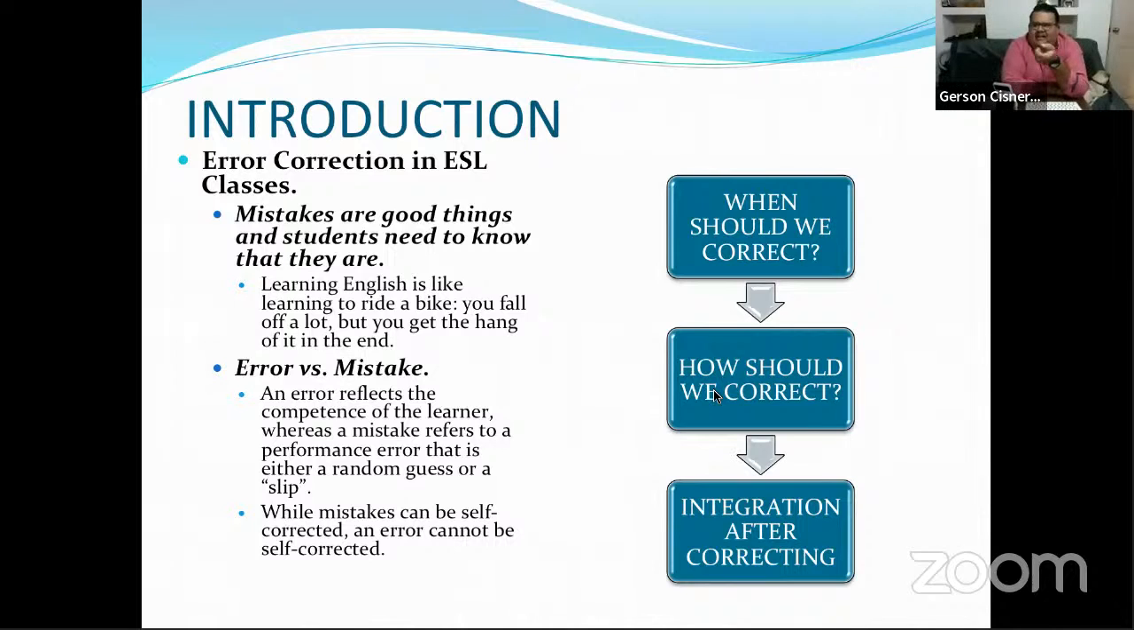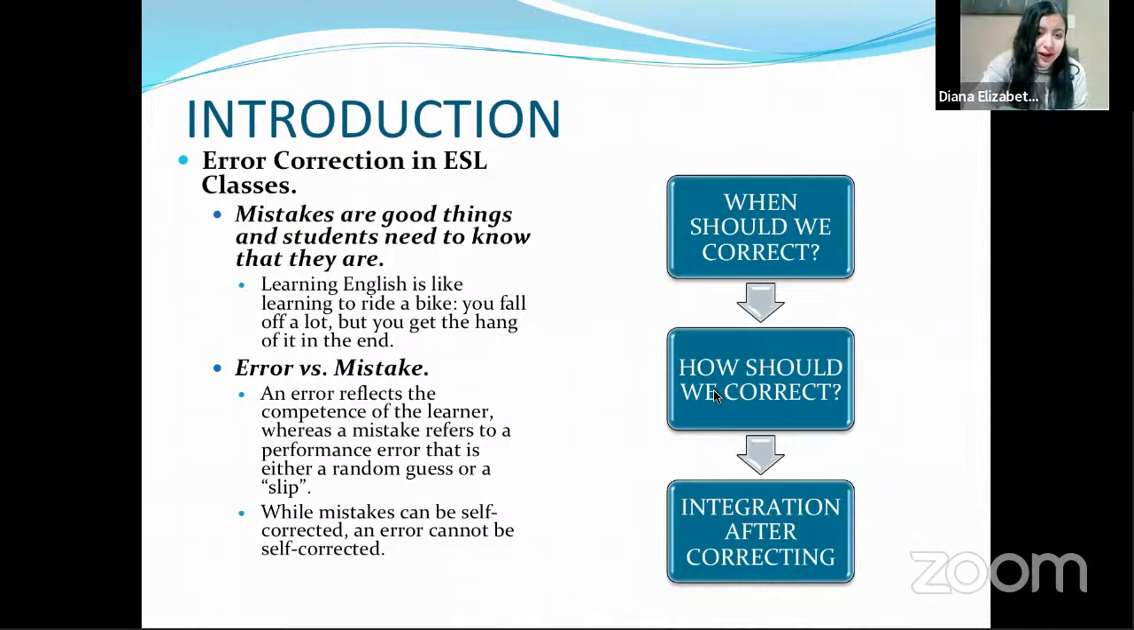Ah, but it was the next one, but it's okay. If you were paying attention, you know. Sorry. That's all right. Do error versus mistake. Me? Yes, go ahead. Okay, sorry. Error versus mistake. An error reflects the competence of the learner, whereas a mistake refers to a performance error that is either a random guess or a slip.